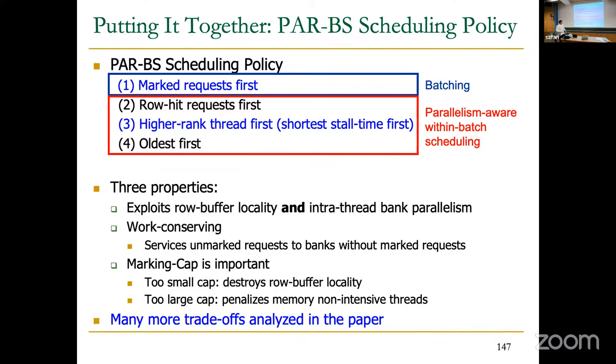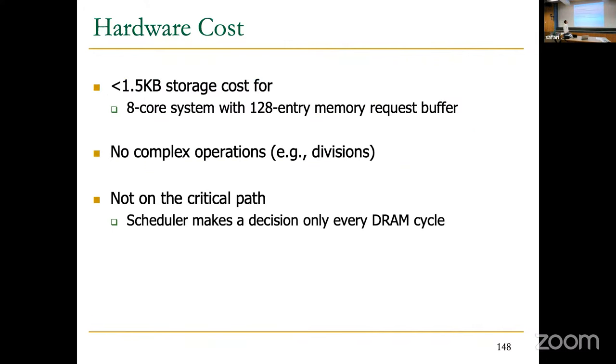There are many more trade-offs analyzed in the paper. And it's also not so costly. It requires 1.5 kilobytes of on-chip storage for an 8-core system with a 128 entry memory request buffer. It doesn't do complex operations like division. It's not on the critical path. The authors evaluated the circuit latency and found that the scheduler can make decisions every DRAM cycle.